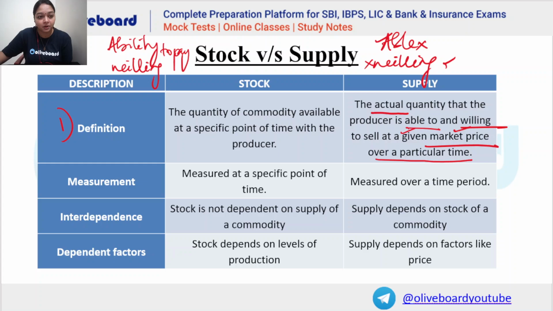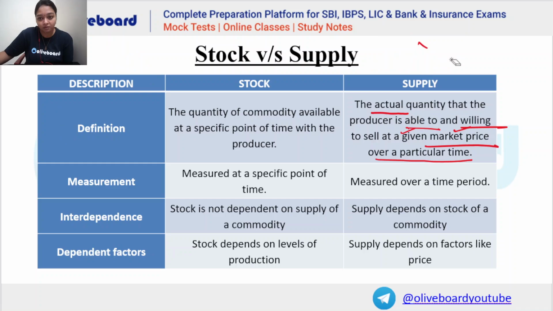So when we talk about supply, it is different from stock, because in supply we are talking about how much quantity out of the stock the producer wants to sell and how much he is able to sell, right? Obviously all producers will be willing to sell the maximum amount, but are they able to sell that? That is the question, right?